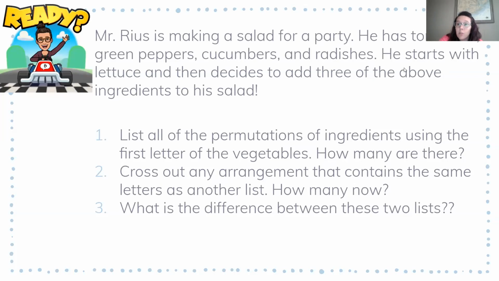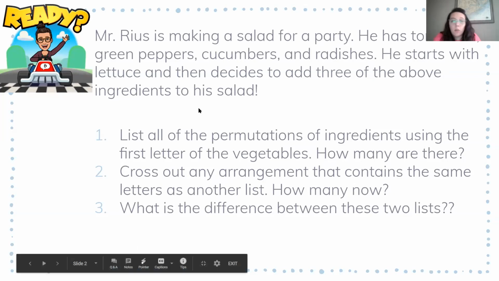So kind of the opening question, I'm going to move myself because I'm in the way. It says, Mr. Rios is making a salad for a party. He has tomatoes, green peppers, cucumbers, and radishes. He starts with lettuce and then decides to add 3 of the above ingredients to his salad. Right, so he has lettuce, cucumbers, green peppers, and radishes, and then he's only going to add 3 of them to his salad. So we have 3 questions that go along with this.